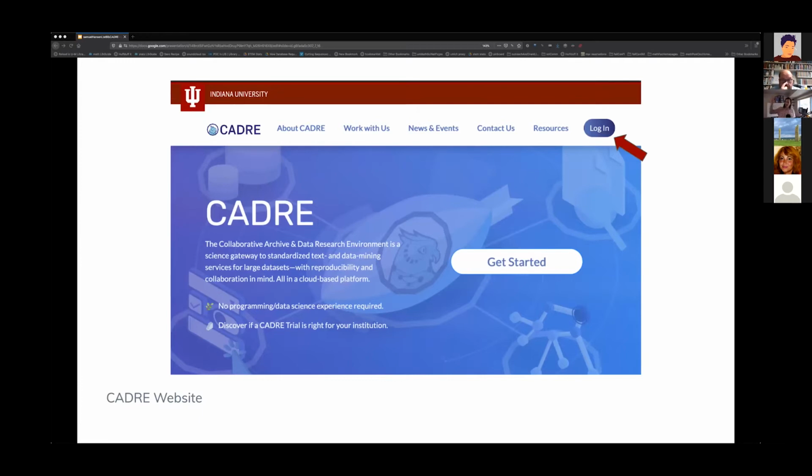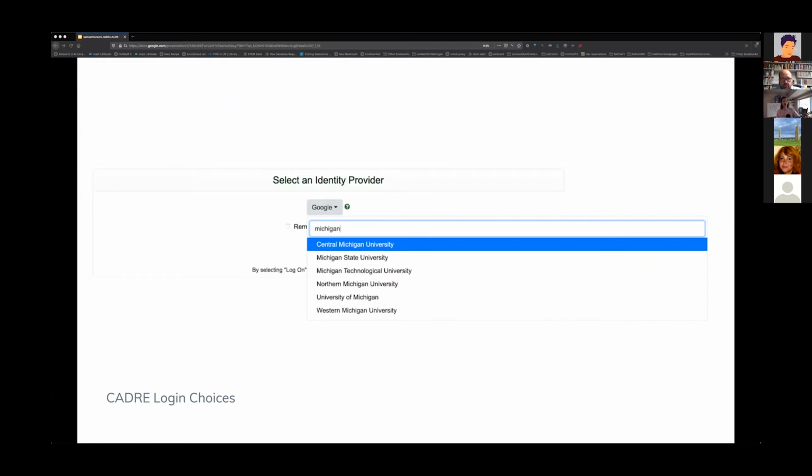Up in that top right-hand corner, there is a login button. When you log in, it'll ask you if you want to use Google or CI login. CI login allows you to log in via your university, and that's what I chose in the second screenshot here. You can see I just search Michigan and University of Michigan is down there. That's what I would log in through, and that gives me access to Web of Science as well when I am doing this.